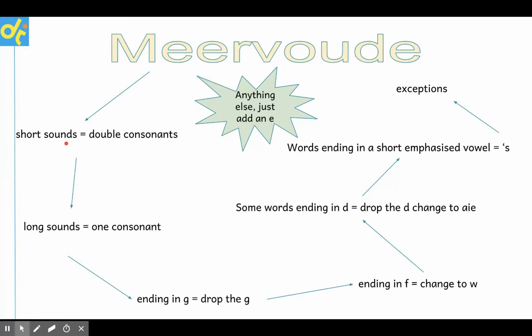When you're looking at your short sounds, I'm talking about the one letter vowels, a, e, o, and those ones, whatever consonant follows in a meervoud, that consonant will double. So you'll see that I wrote here double consonant. So just remember to double your consonant. When it's a long sound, in other words, it's got e, ear, u, a long sound to it, so not a short sound like the previous one, then you're just going to keep one consonant.